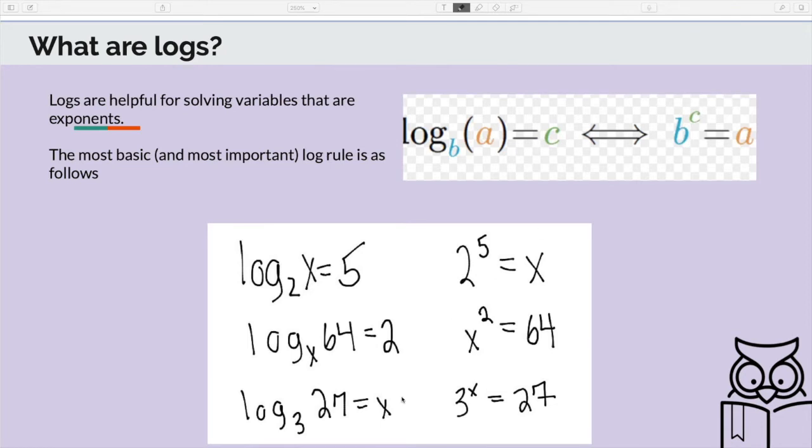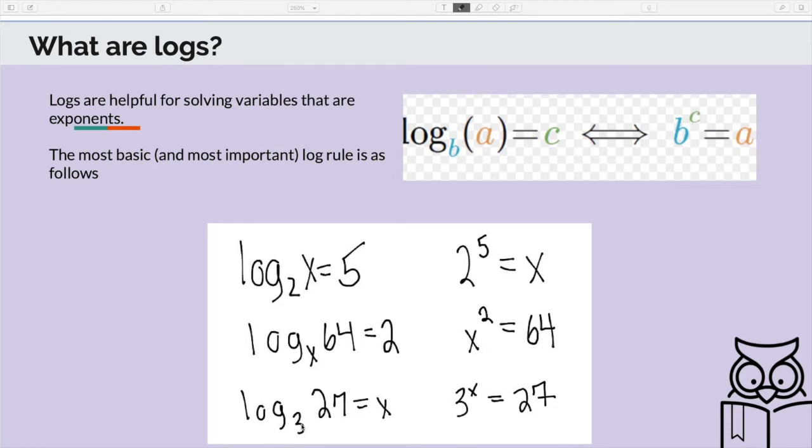So let's go through these examples to talk through what they mean. This is again saying, what exponent do I take 2 to get to x? They say the answer to that question is 5, so we can rewrite that as 2 to the 5 equals x. For the second one, it's x to what exponent equals 64? The answer is 2, so we can say x to the 2, or x squared, equals 64.